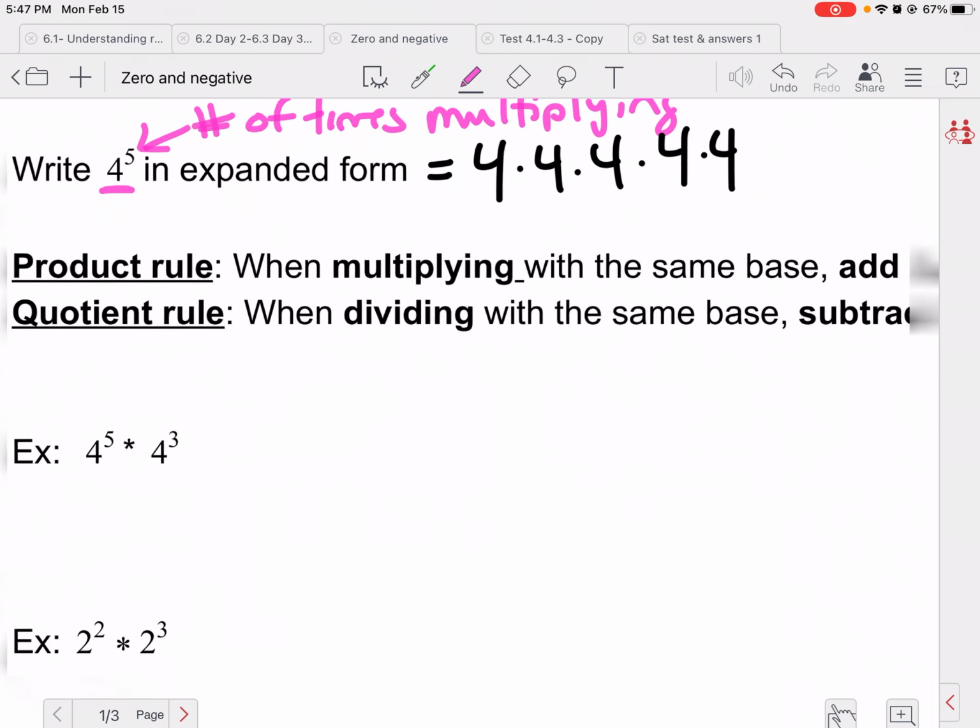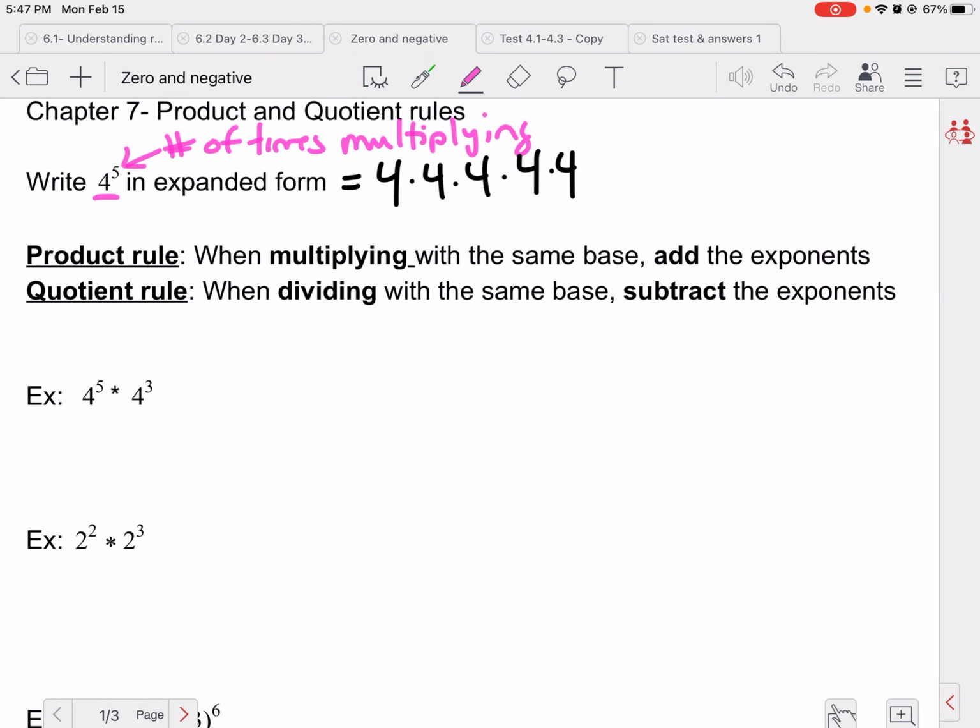All right, so product rule, remember product means multiplication. So if we're multiplying with the same base, we can add the exponents. Quotient rule is dividing, so if we're dividing with the same base, we can subtract the exponents, and I'll explain why we can do that.